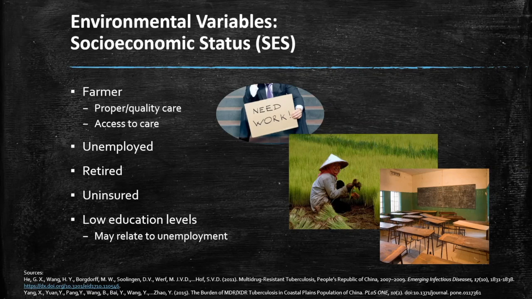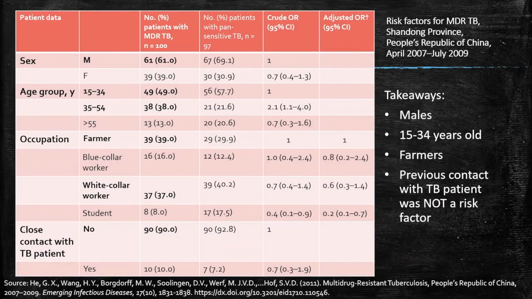Farmers might not have received proper quality care in treating primary TB, and that's a risk factor for drug-resistant TB, or their access to care may have been limited. Low education levels may relate to unemployment, and being unemployed or retired may often mean being uninsured. This table for the risk factors for MDR-TB, which is a form of drug-resistant tuberculosis, pretty much just highlights the things I've been talking about already for risk factors.